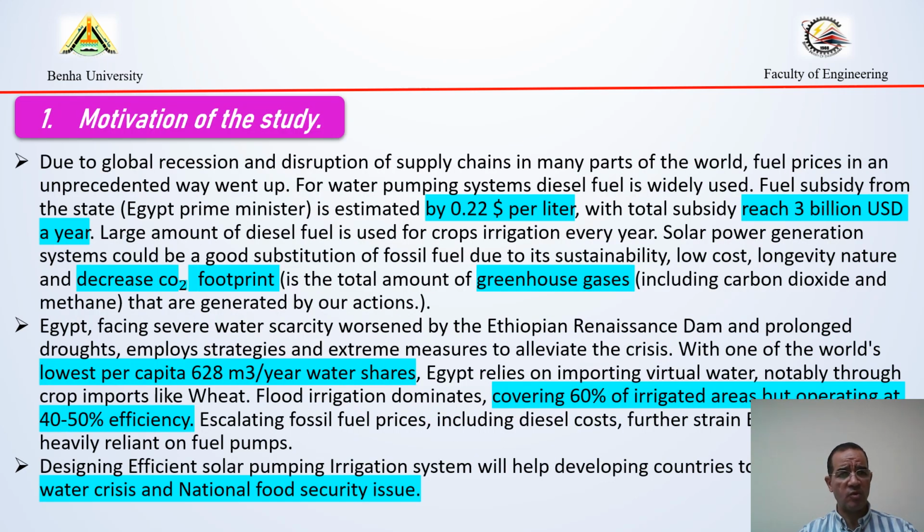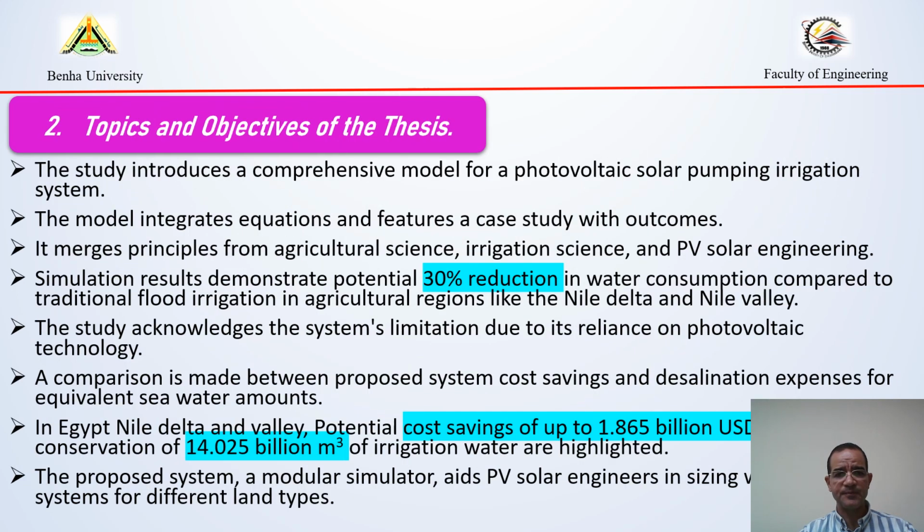Motivation of the study: due to global recession and disruption of supply chains in many parts of the world, fuel prices in an unprecedented way went up. Also, there is a water crisis worldwide. Designing efficient solar pumping irrigation system will help developing countries to overcome fuel crisis and water crisis worldwide.